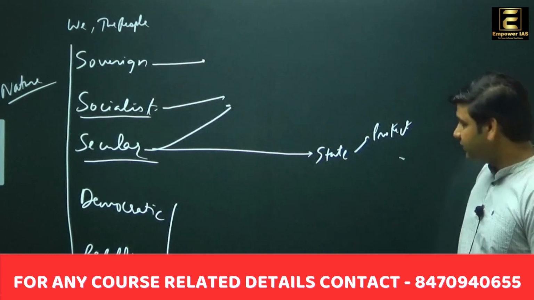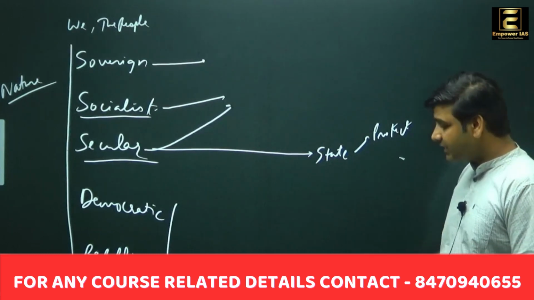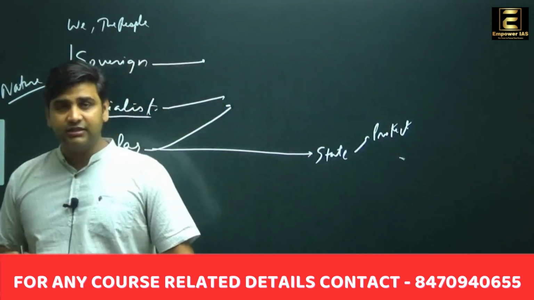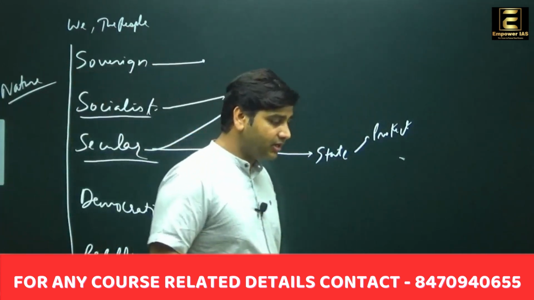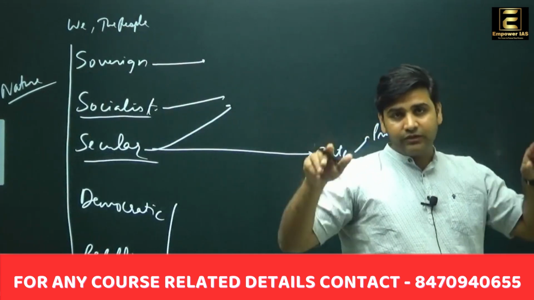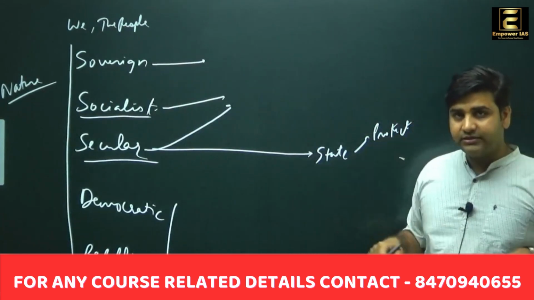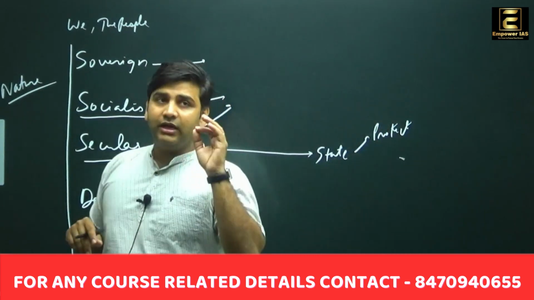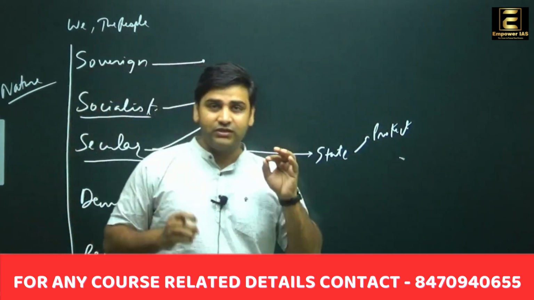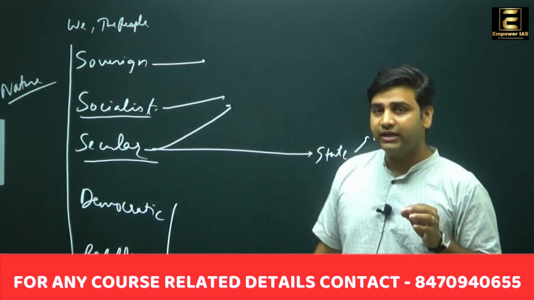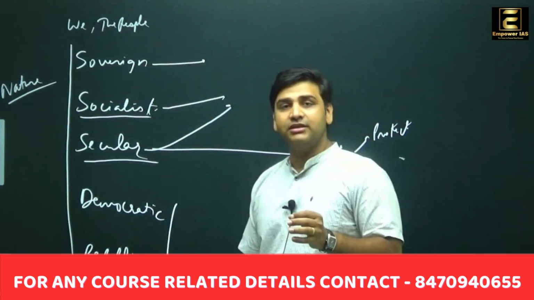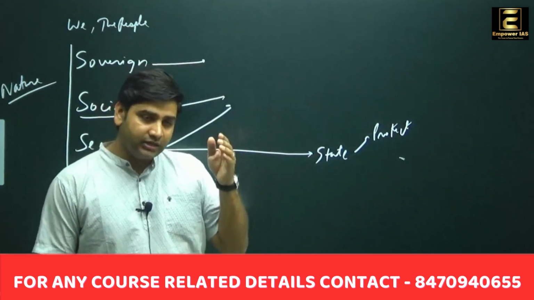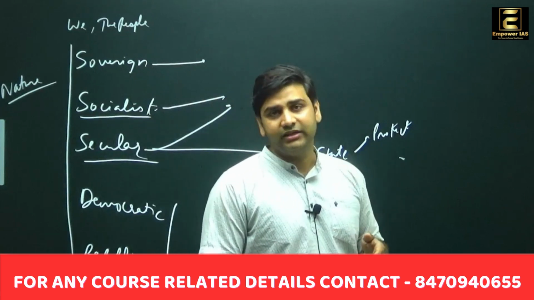So the state does not have any official religion, and the state will protect all the religions equally. India is surrounded by Pakistan, which has declared Islam as the official religion of the state. Then Burma, Nepal, and Bangladesh. All the countries around India have some or the other official religion of the state. But India, being a secular country, has not adopted any single religion as its official religion, and all the religions are equally protected and respected in India.